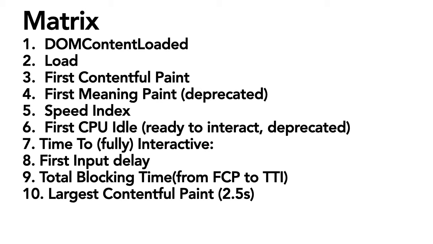If you open the Chrome Dev Console, there will be a score for each metric. The first one is DOM content loaded. I think you already know it. It's a signal for when the DOM is parsed and every sync script is loaded, parsed and executed. So that's the DOM content loaded.